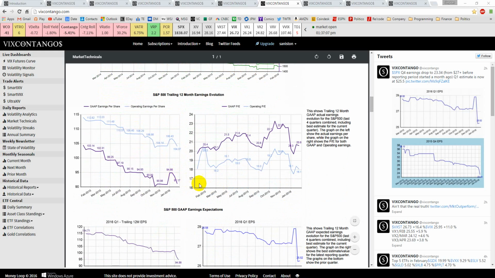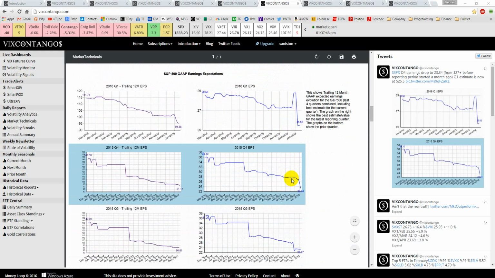We show the SPX trailing 12 months earnings evolution. So we take all the earnings from the S&P 500 every week, and then we keep them in a database in order to monitor progress of the earnings. So in a purple line, you get to see the GAAP earnings per share for the last trailing 12 months. And then in the blue line is the operating earnings per share, or the non-GAAP. Usually they're higher than the GAAP. And similarly, we get to see the GAAP PE in which stocks are trading, and the non-GAAP PE in light blue.